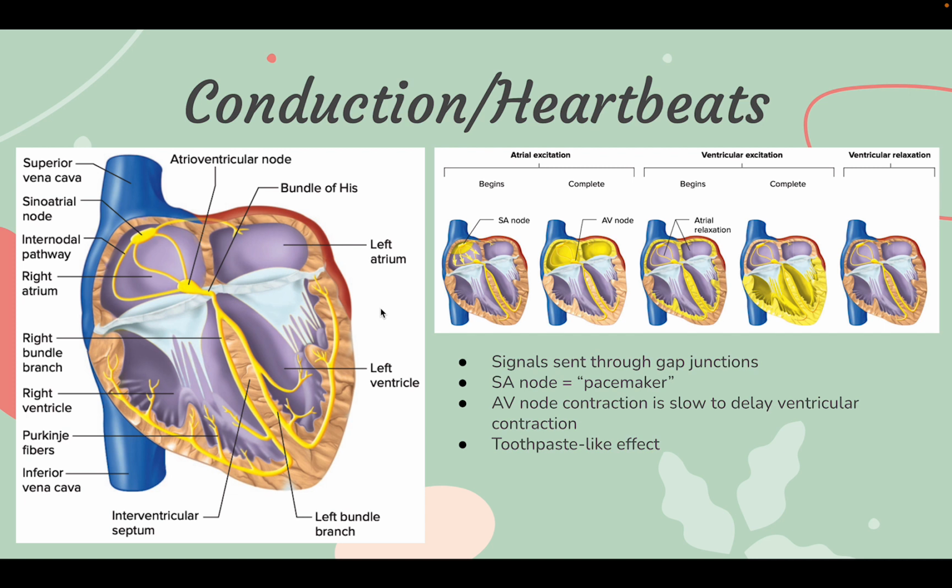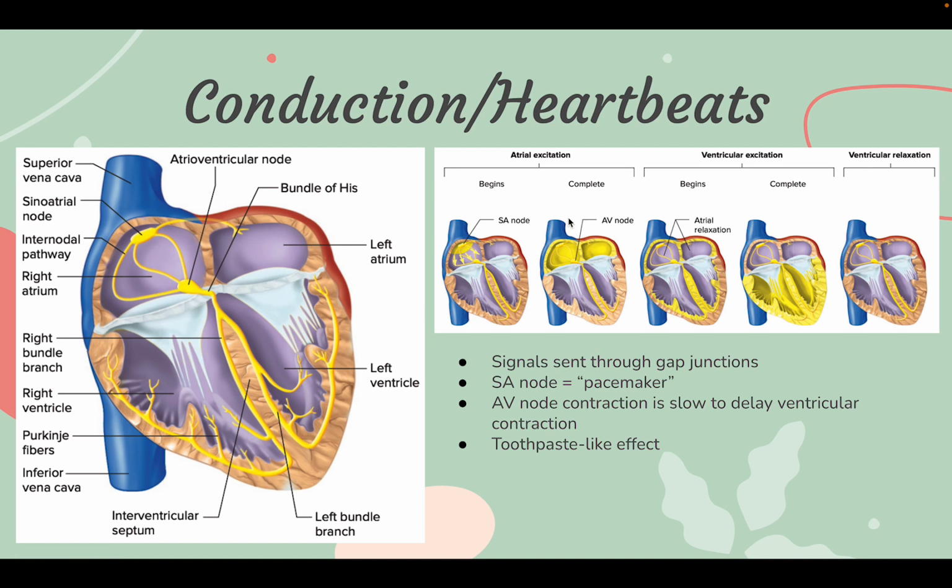So these cells are going to conduct this signal through gap junctions. It's going to be really, really fast. That's why your heart is able to synchronize its beating so well. And it's really fast, with the exception of the atrioventricular node, which purposefully delays contraction, relaying the signal. So the ventricles contract after the atria.